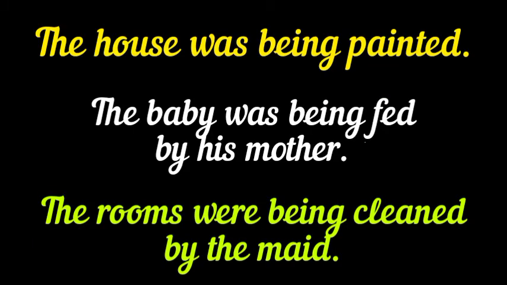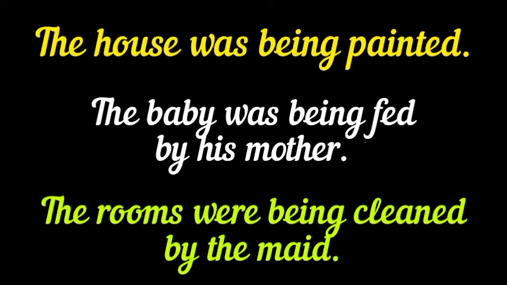The house was being painted. Here the verb was being painted is in past continuous tense passive voice. The baby was being fed by his mother. Here too the verb was being fed. Fed is the third form of the verb feed. Was being fed is in past continuous tense passive voice.